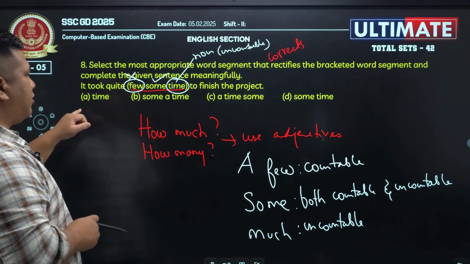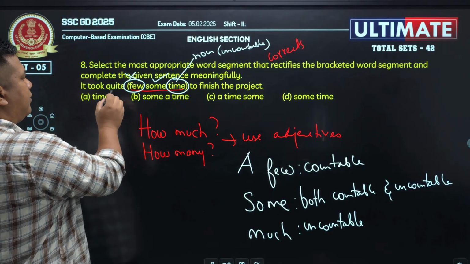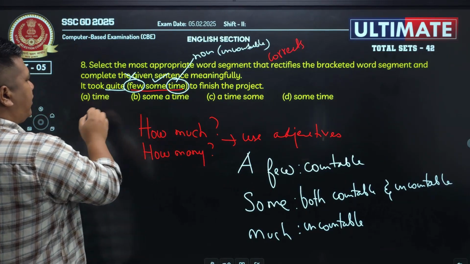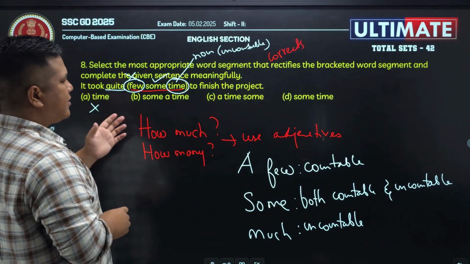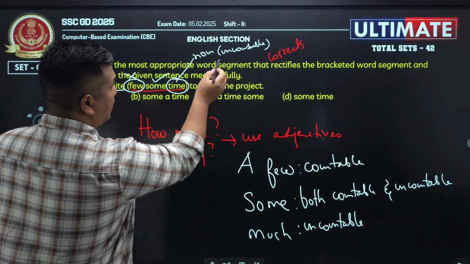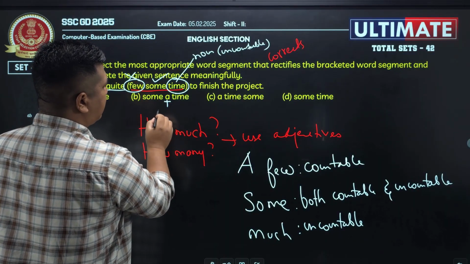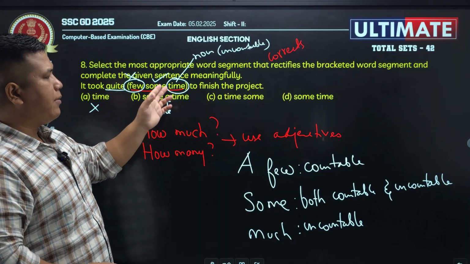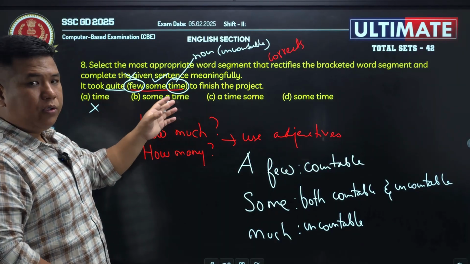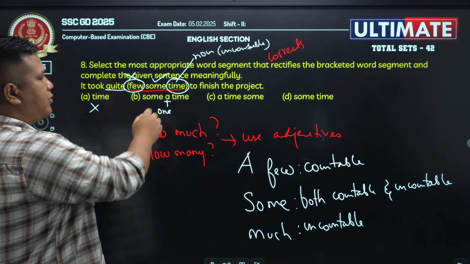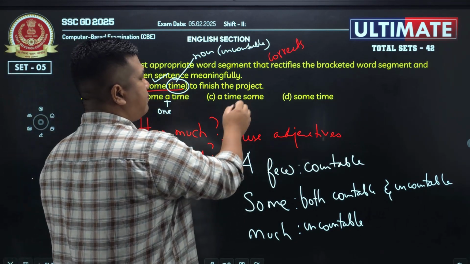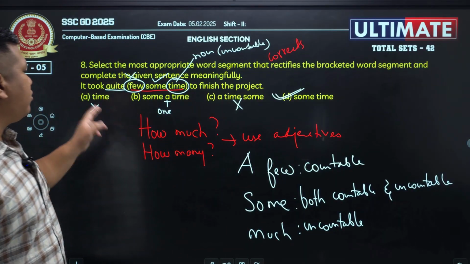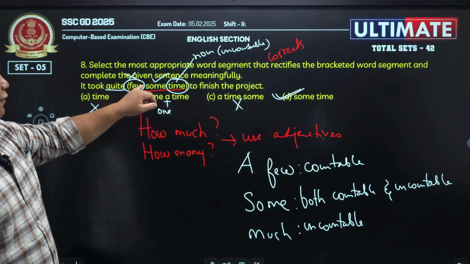Quite is an adverb, it describes how much. Quite time isn't right. Quite some time. Time is uncountable, so the article A cannot be used, as A means one. Uncountable time cannot be counted as one time. So some time. So it took quite some time.